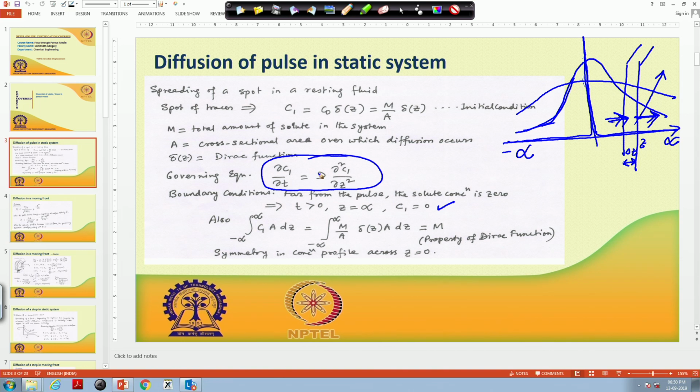Sir, can you explain how the Dirac function is used in practical purposes, especially in oil and gas exploration or production? No, you can do tracer tests. You can always do tracer tests. Suppose you want to characterize a reservoir, so you want to perform a tracer test.